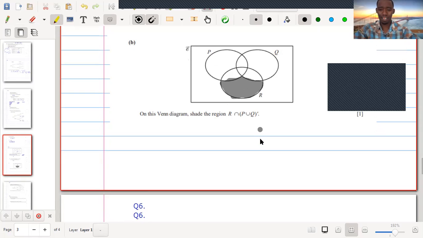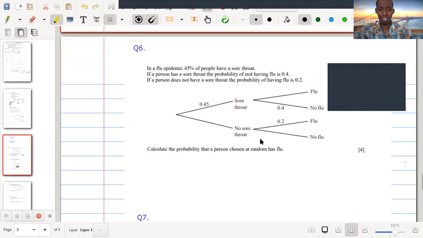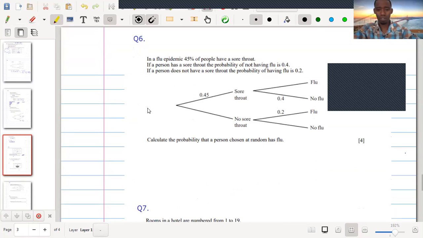So next, let's now move on to the next question. Next question is also about probability. It's like this season of COVID-19. This is also a flu pandemic. It's an epidemic which was there. So in a flu epidemic, 45% of people have a sore throat. If a person has a sore throat, the probability of not having flu is 0.4. And if a person does not have a sore throat, the probability of having flu is 0.2.